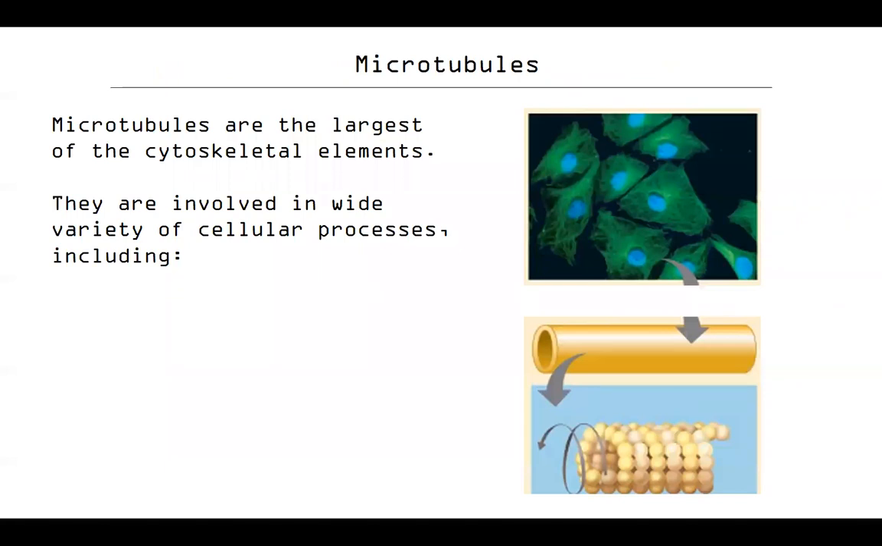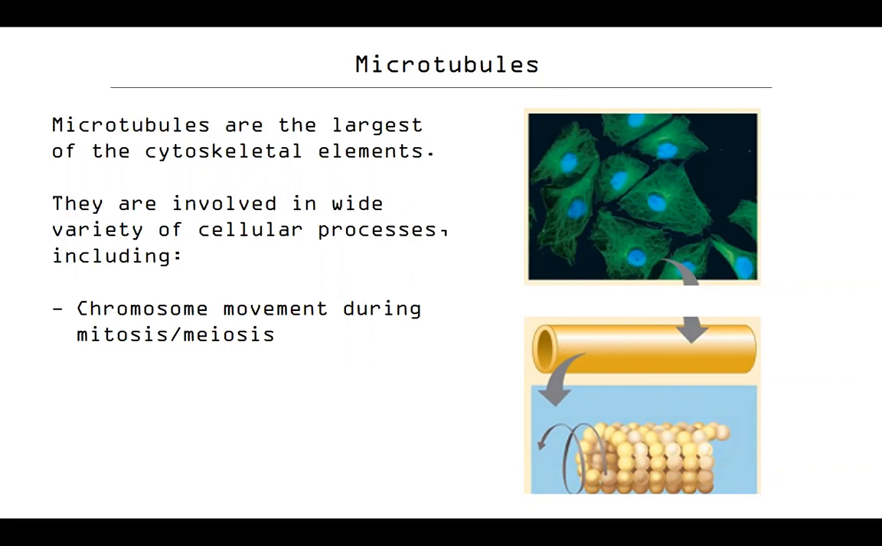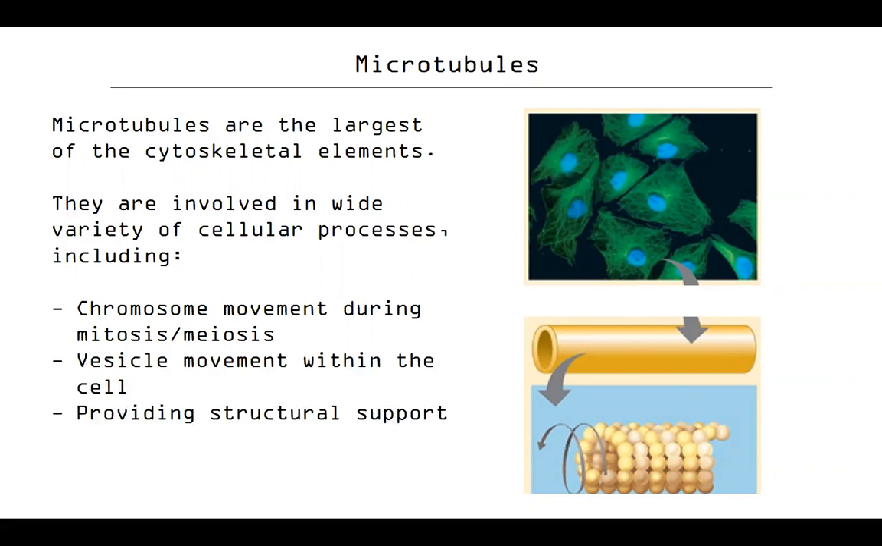So microtubules are the largest of the cytoskeletal elements. They're involved with a wide variety of cellular processes, including chromosome movement during mitosis, meiosis, vesicle movement within the cell, providing structural support, and we'll see an example where they help the formation of cilia and flagella for whole cell movement. So let's start at the beginning, the organization center for microtubules.